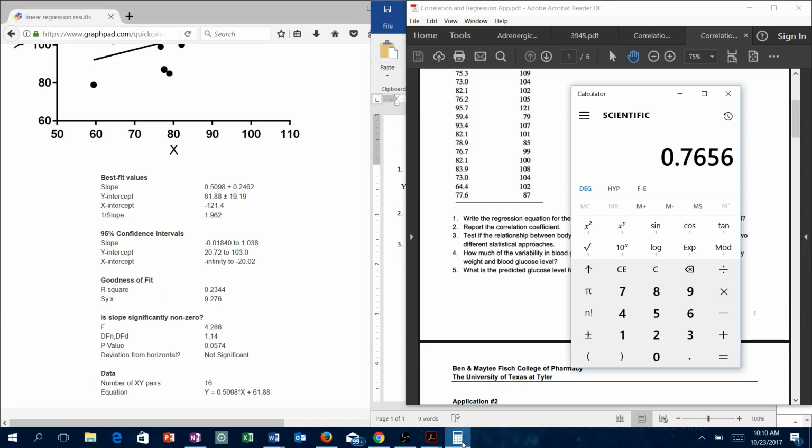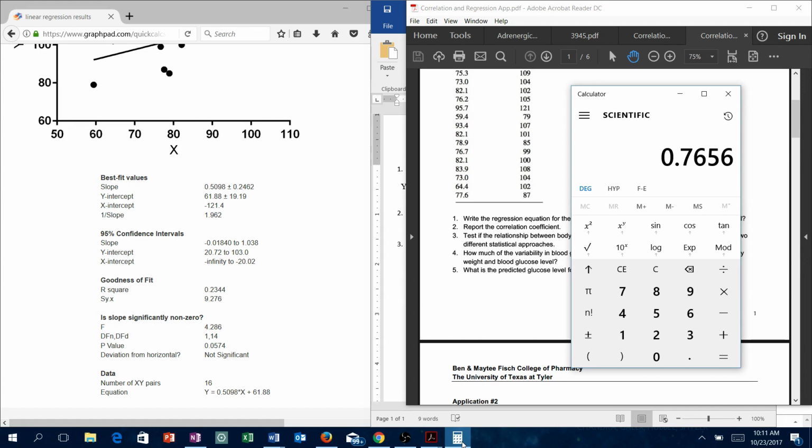Okay, is that clear? So when I ask you how much of the variability in blood glucose level is explained by this relationship, you just give me the R squared, which is the coefficient of determination, change it to a percentage, and say how much percentage of the variability in blood glucose is accounted for by this relationship. Okay?